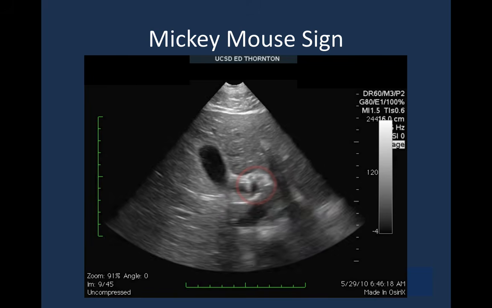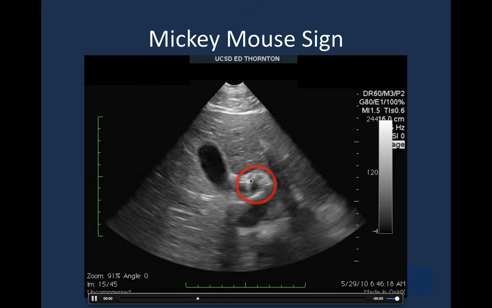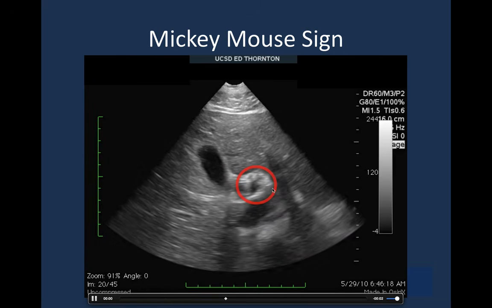In video, here's what it looks like. Portal vein, common bile duct, hepatic artery. And being able to differentiate one from the other really isn't that crucial. The bottom line is they're symmetric and very, very small, and so you know, therefore, that the common bile duct is not enlarged. And for our purposes, that's sufficient.